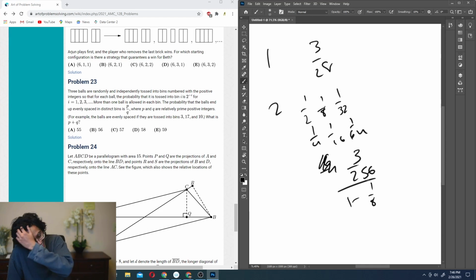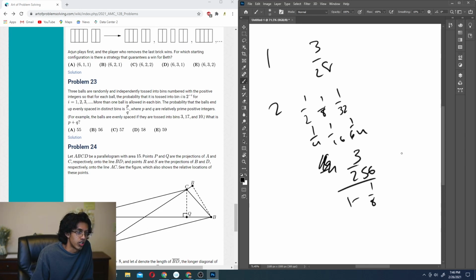So what's 256 over 1/8? 2 to the 8 over 2 to the 3 is 2 to the 5, so 32. Then 32 times 7 is 224. 3/32 times 7 over 224. Okay, that makes sense.